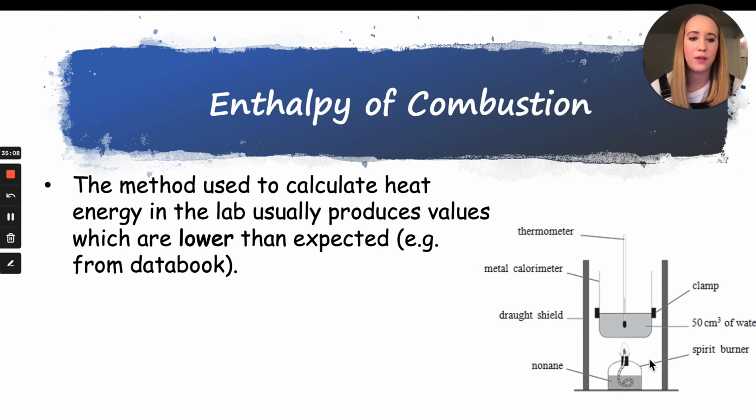Because this whole method is relying on that heat that's released, which is released in all directions from the flame that's burning. We're relying on that heat going up to the water because we're measuring the temperature of the water. And that's our only way of tracking the heat that's released. So if any heat doesn't go into the water, then that's going to affect the value that we get, and it's going to mean that the value we calculate is lower than what it should be because we're not tracking some of the heat that's released.